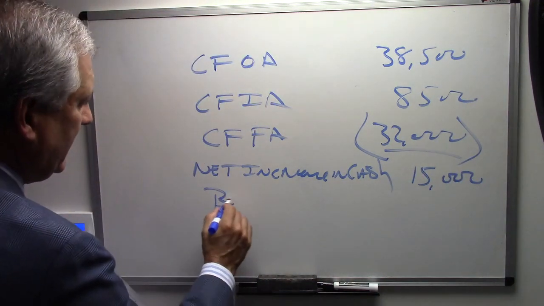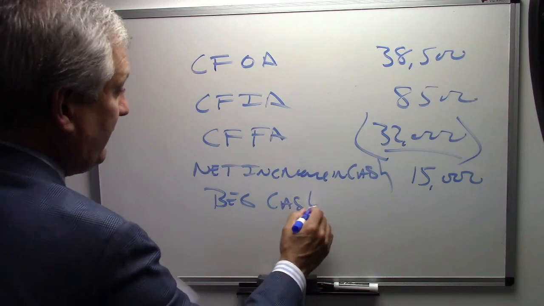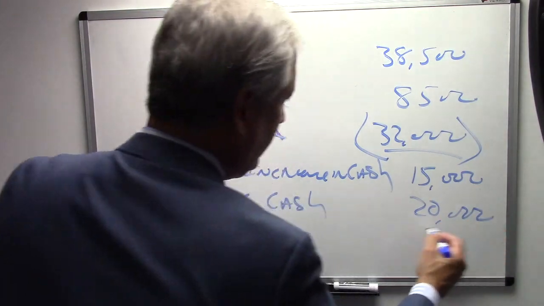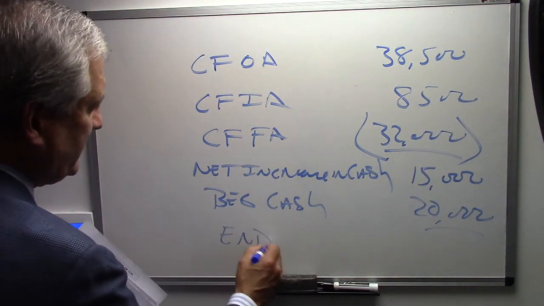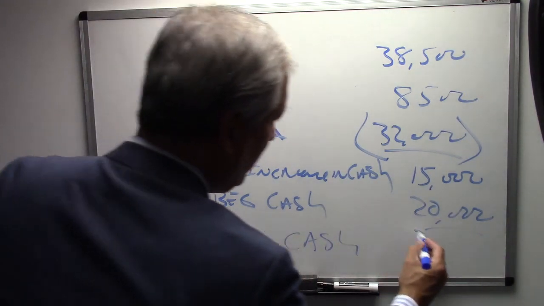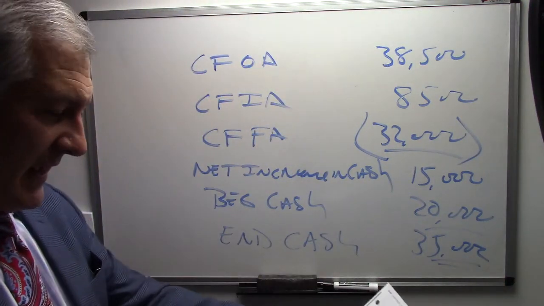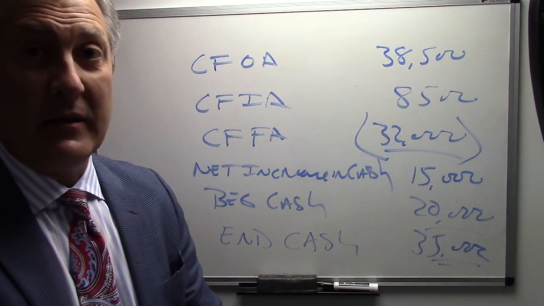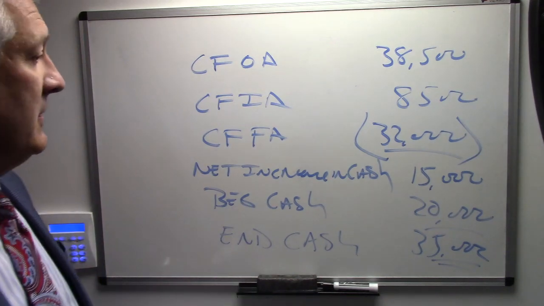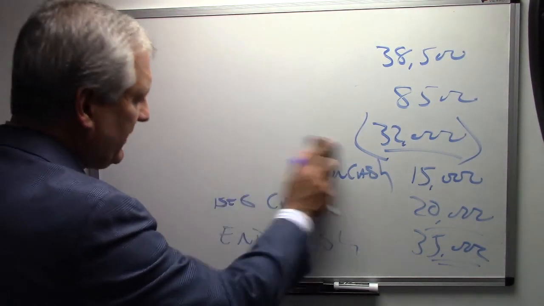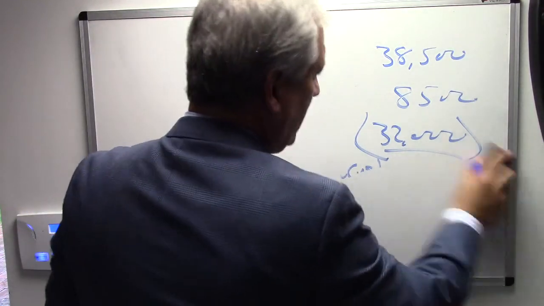We have beginning cash from the balance sheet of $20,000. We have ending cash, therefore, of $35,000. If we look back at the balance sheet, ending balance in cash, $35,000. It works. Statement of cash flows on the indirect basis.